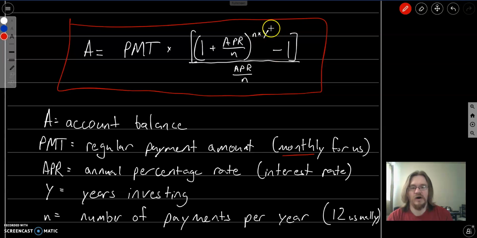Y and N. Y is the number of years that we are investing. So for a savings account, this might be, say 50 years if you start a savings account when you're young enough, or it could be something like 40 years or 30 years. And N is how many times a year we are making payments. So if we're making monthly payments, we're doing this 12 times a year, once each month.